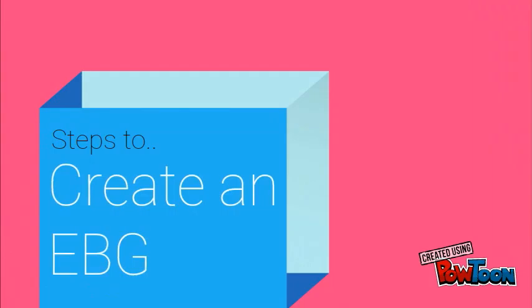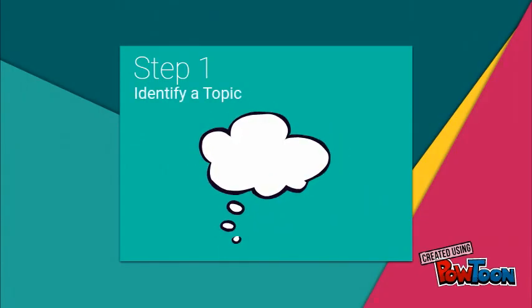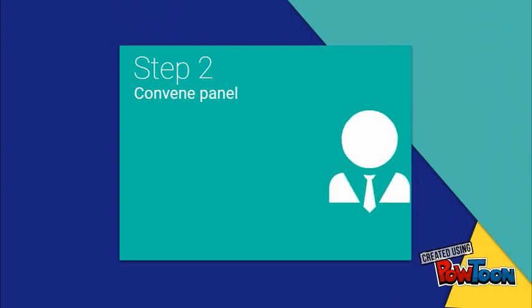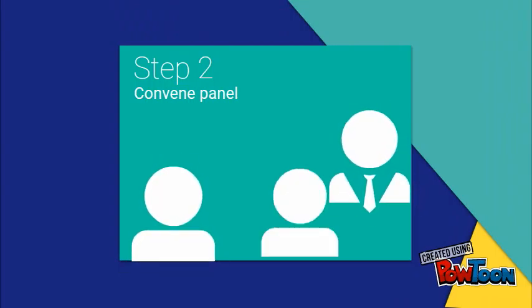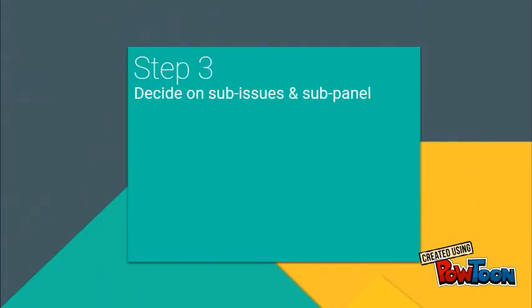Now we'll look at the steps to create an evidence-based guideline. The first step is to identify a topic. What areas of health or health condition could be improved? Next, you'll want to convene a panel. For this panel you'll want clinical expertise or health field expertise, research expertise, evidence-based practice expertise, and a group process expert. If necessary, you may need to identify a sub-issue, and if so, then you could create a sub-panel.